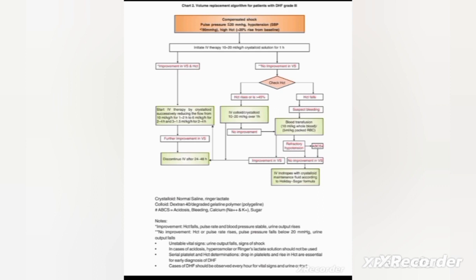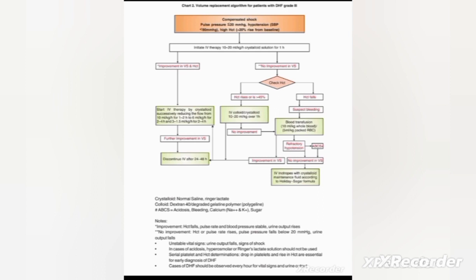But in case there is no improvement in vital signs, we have to again check the hematocrit value. If the hematocrit value rises more than 45%, we have to start IV colloid, that is dextran. Then if there is no improvement, we have to use IV inotropes like dopamine, dobutamine, etc. If the HCT falls, suspect bleeding, then we have to give a blood transfusion.